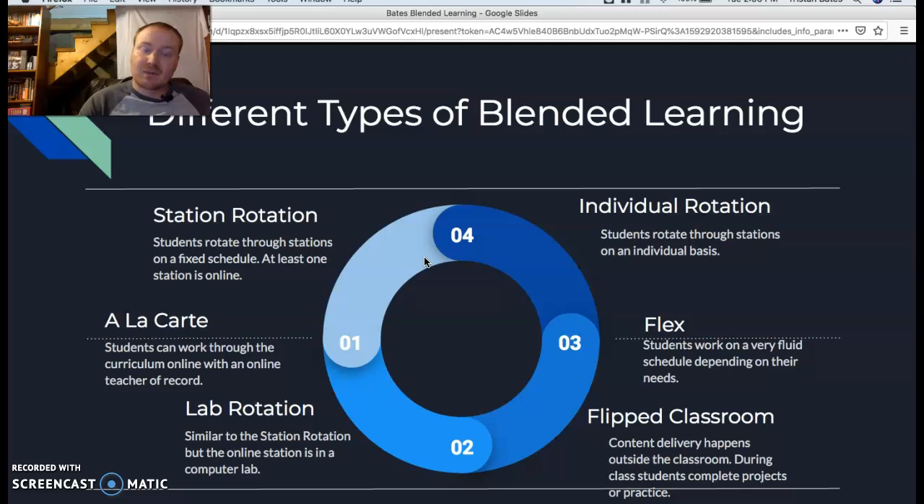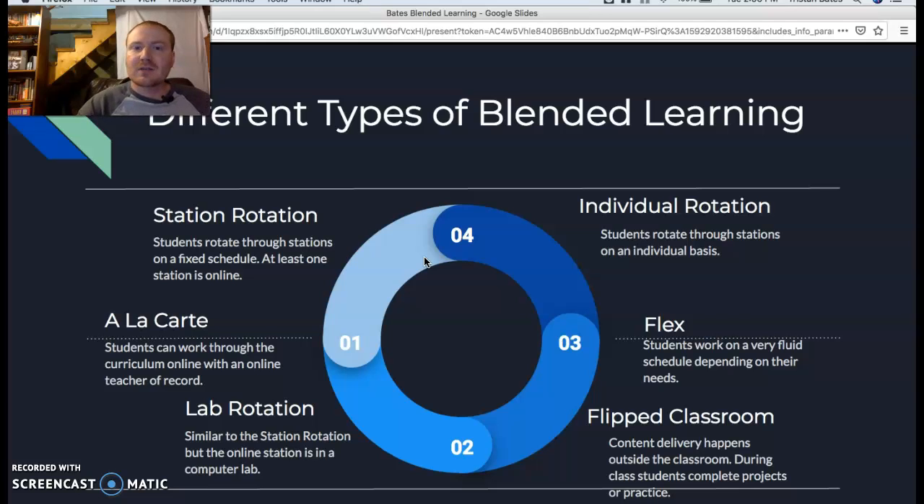But all the students do have a Chromebook, so I could still have a section of the class set up for that. A la carte, they work through Curriculum Online. They have an online teacher of record. You have a flex, where students work on a very fluid schedule, depending on their needs. And then, of course, as I mentioned before, you have the flipped classroom.